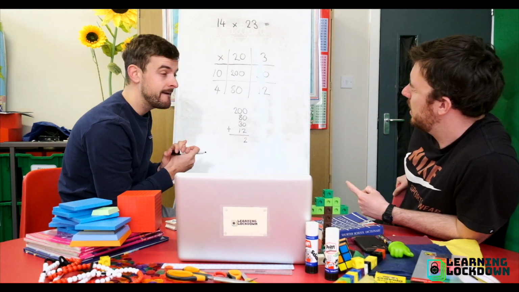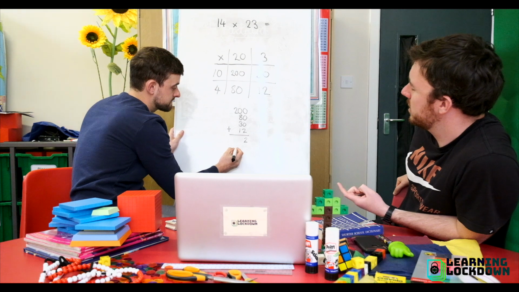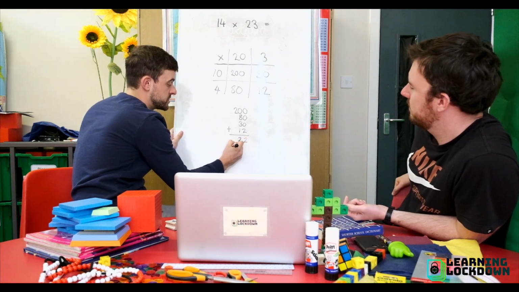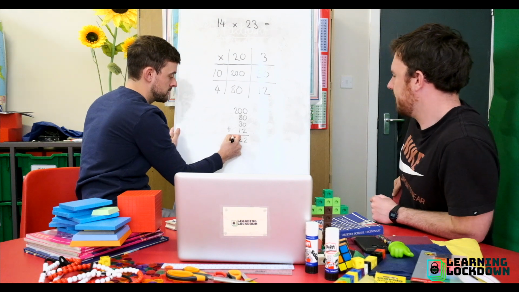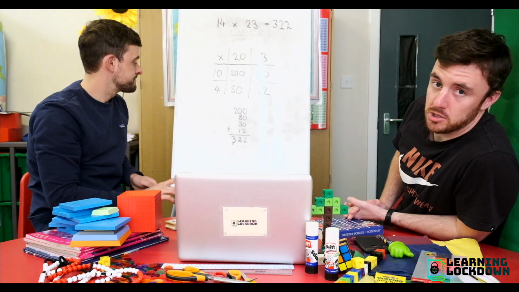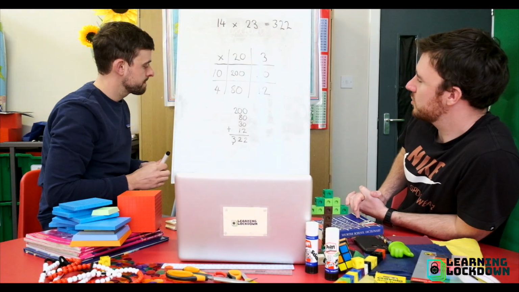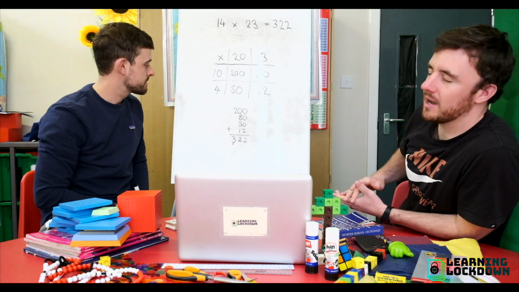How many lots of 10 there? 8, 3 is 11, add 1 is 12. 12 lots of 10. Put the 2, carry the 1. 2 lots of 100, add the 1 we've carried, 3. 322.